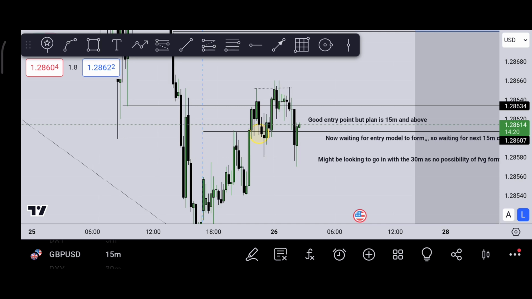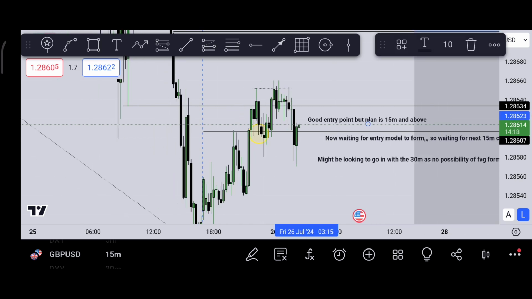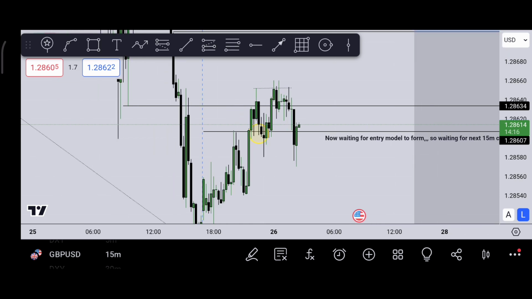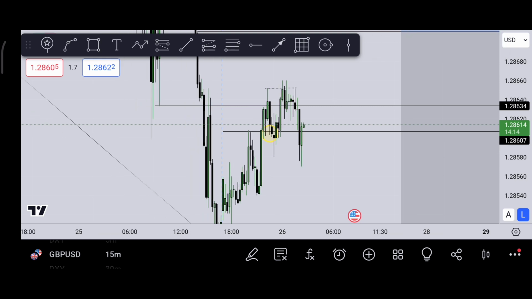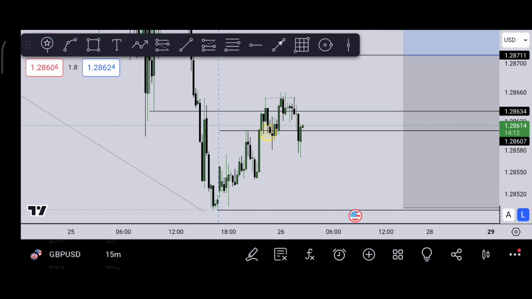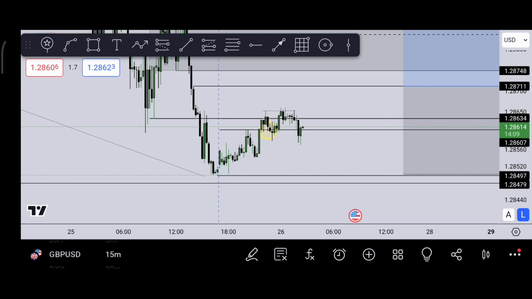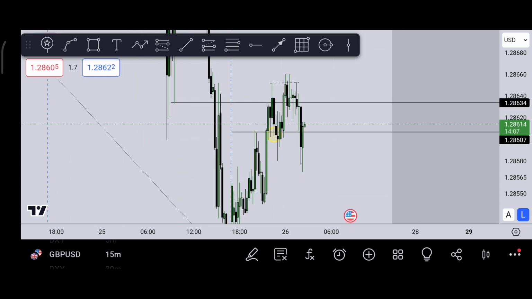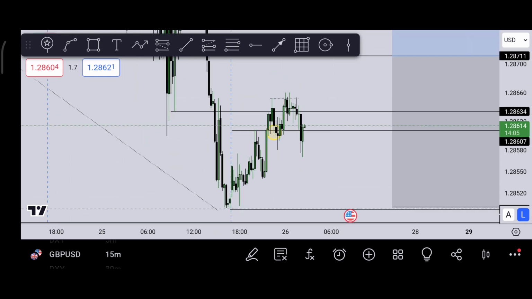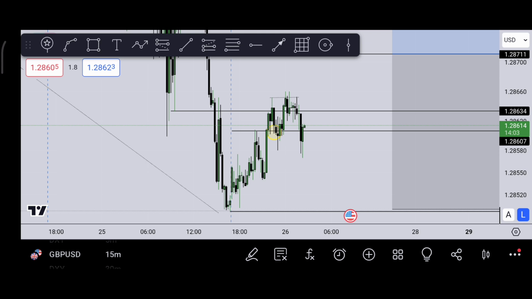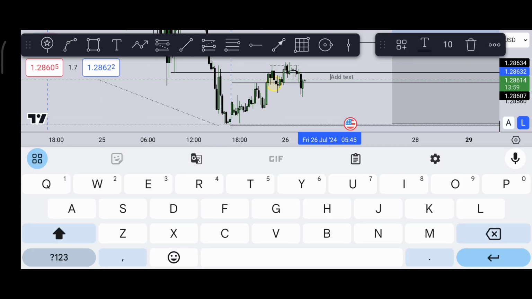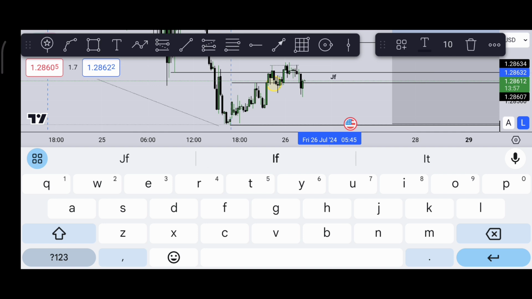As you can see, on the 15 minutes the candle closed above and it closed below. There wasn't a distance between each wick, which is the formation of a fair value gap. So there was no fair value gap formed, so pretty much no entry. I wanted to see a fair value gap just as in the first trade I showed you when the video started, something similar to that.